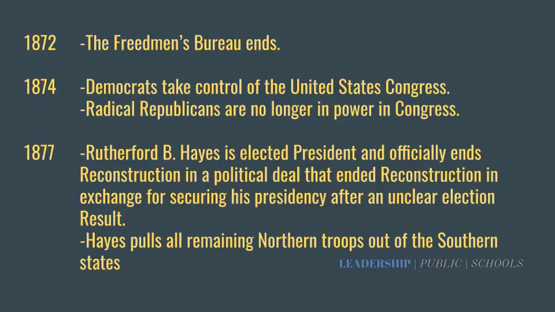In 1872, the Freedmen's Bureau was ended. In 1874, Democrats took control of the United States Congress. Radical Republicans were no longer in power in Congress. In 1877, Rutherford B. Hayes was elected president and officially ended Reconstruction in a political deal that ended Reconstruction in exchange for securing his presidency after an unclear election result. Rutherford B. Hayes pulls out all remaining troops from the southern states.